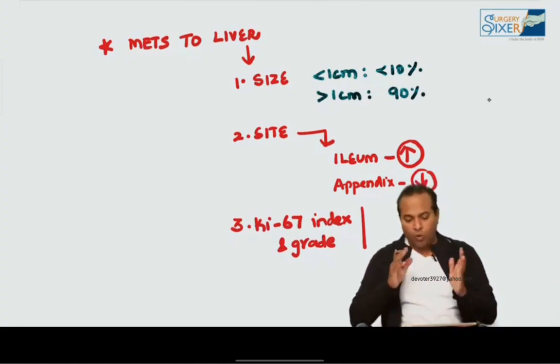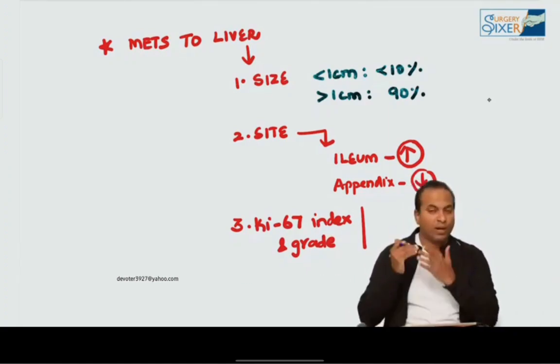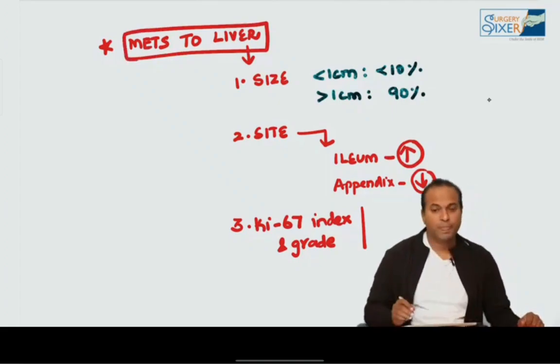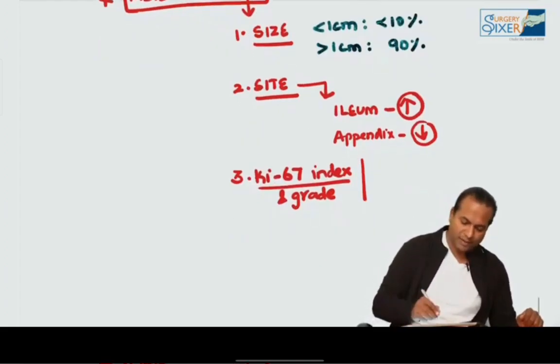Low Ki67 index, low grade tumors, less mets. High Ki67, high grade tumor, increased mets. So metastasis to liver depends on these points: size of the tumor, site of the tumor, Ki67 index. Okay, please don't forget these points.